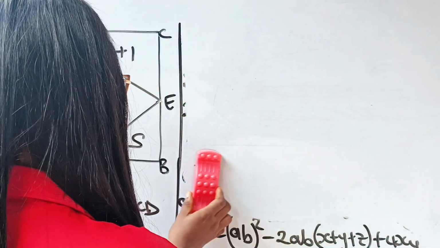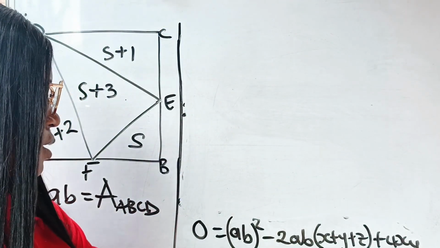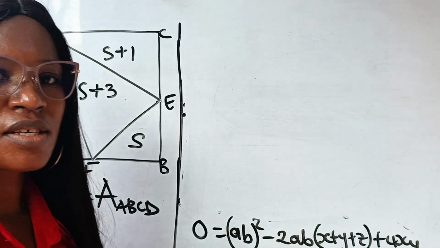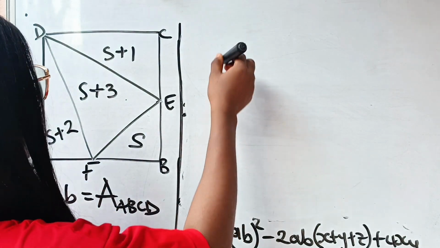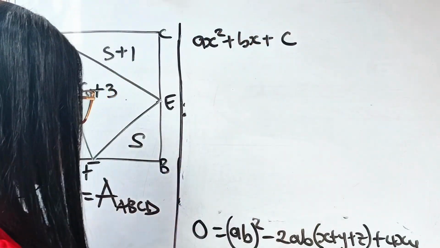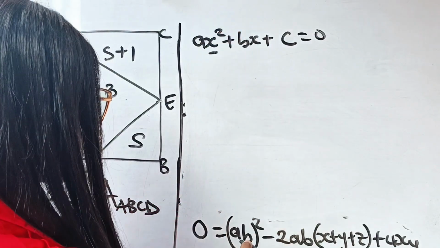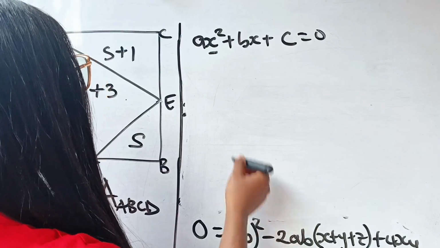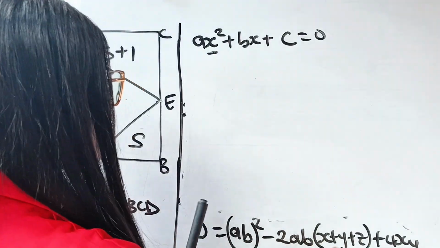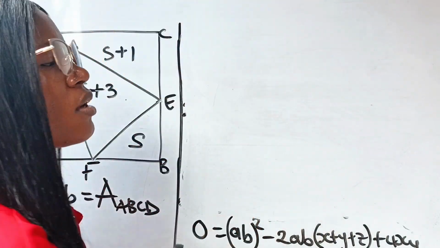If you look at this, you will notice something. This looks like a quadratic equation. Remember that a quadratic equation is in the form ax squared plus bx plus c. Our x squared is the same thing as ab, so our x in this case is ab, and this becomes the coefficient. So we can solve this using the quadratic equation formula.